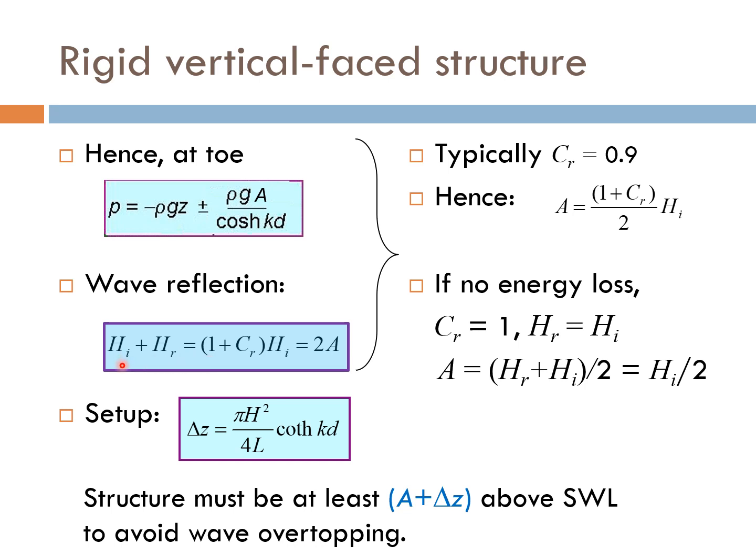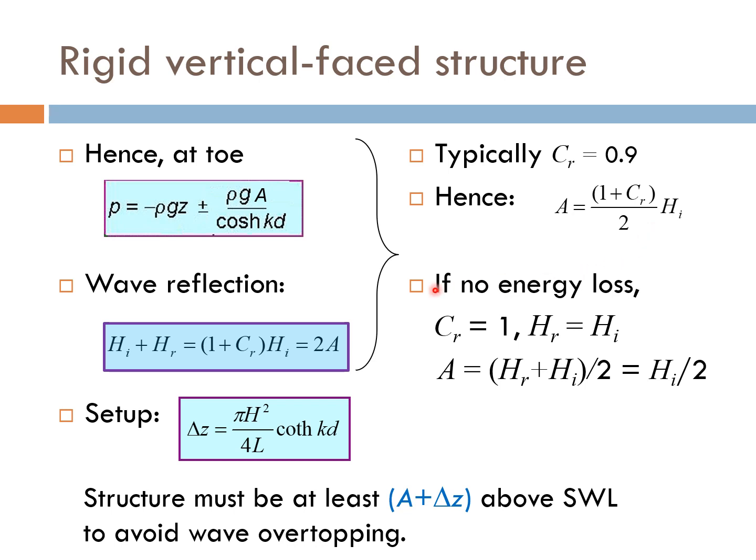So essentially, the incident plus the reflected wave height will equal this expression in terms of the reflection coefficient, and it equals 2 times the wave amplitude. Typically, the reflection coefficient is approximately 0.9, and by rearranging this equation, we can calculate the wave amplitude using the assumed reflection coefficient if we know the incident wave height.